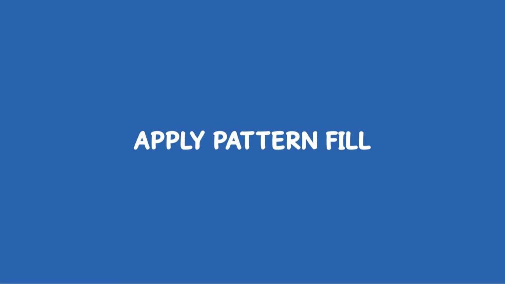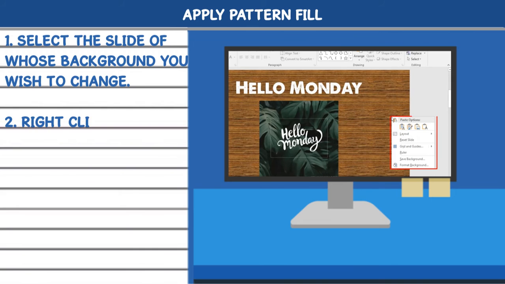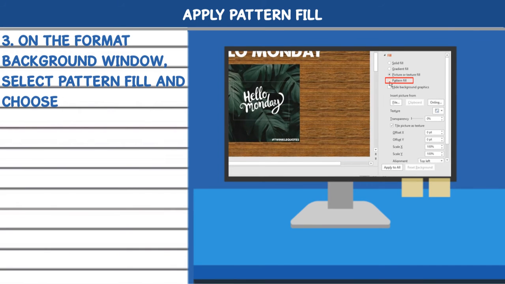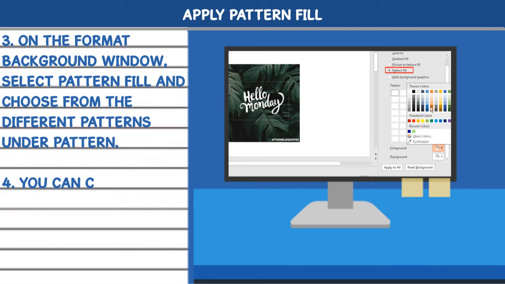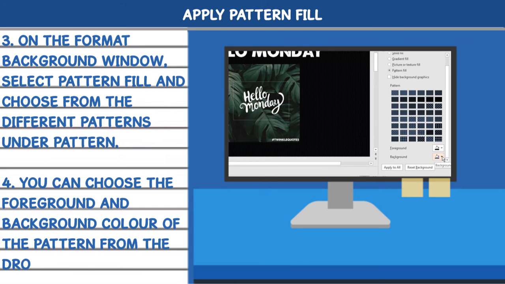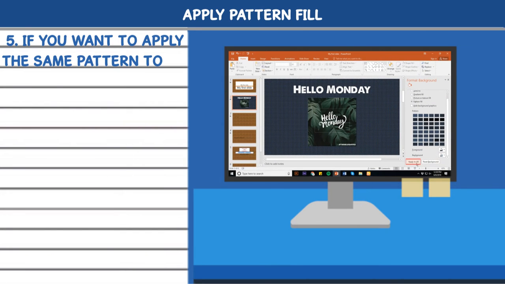Apply Pattern Fill. 1. Select the slide whose background you wish to change. 2. Right-click on the slide and select Format Background. 3. On the Format Background window, select Pattern Fill and choose from the different patterns under Pattern. 4. You can choose the foreground and background color of the pattern from the drop-down arrow menu. 5. If you want to apply the same pattern to all the slides, click on the Apply to All option.